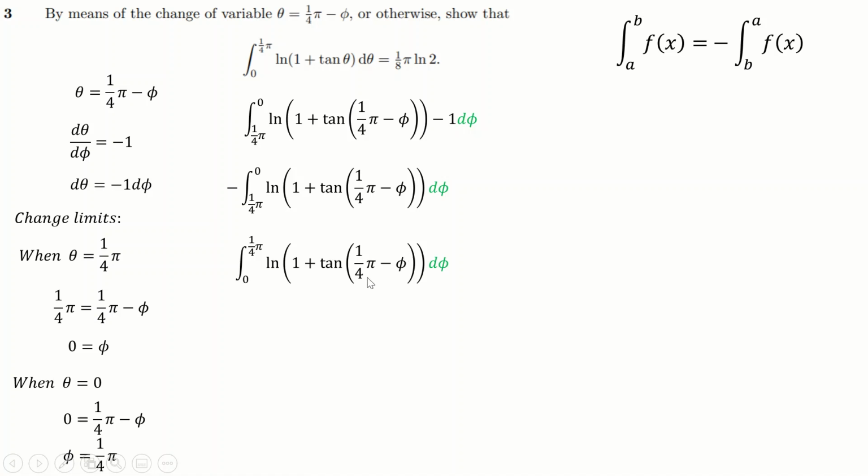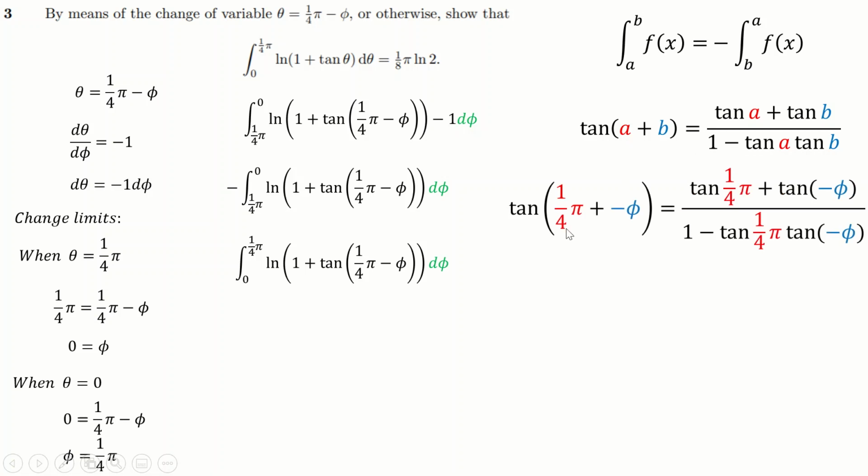Now, I don't really like this compound, so what I'm going to do is get rid of it. Now, if you're doing STEP and further maths, you just need to have stuff like this in your head walking into your exam room. So, okay, in this case, I've got a is a quarter pi, and b is minus phi. So put those all in the right places.